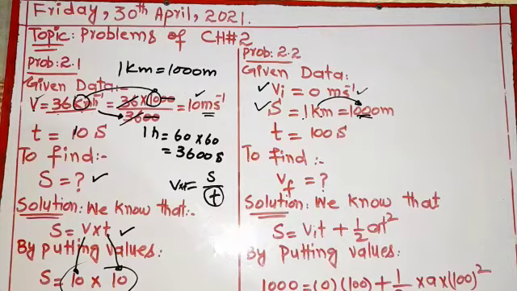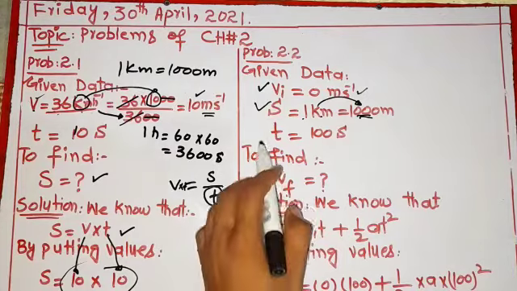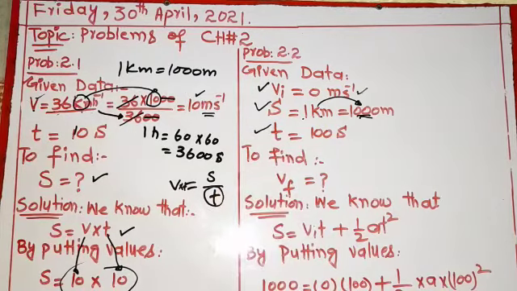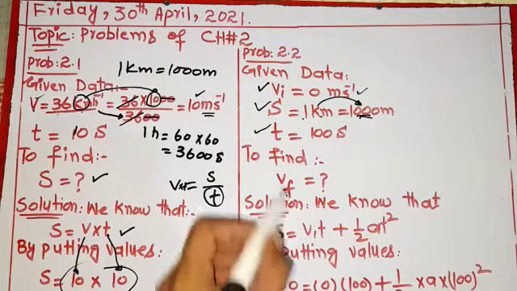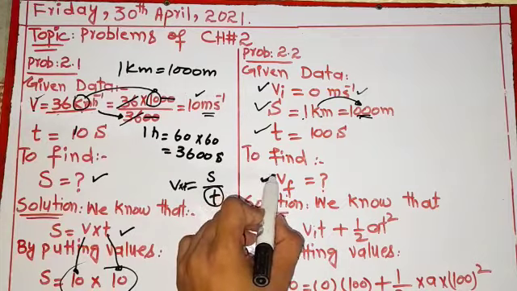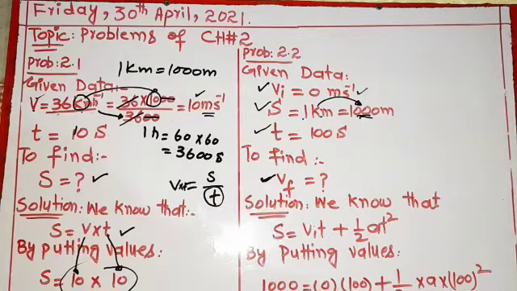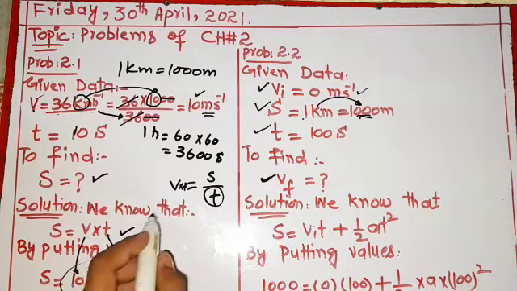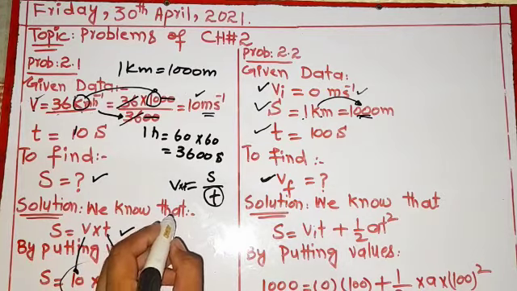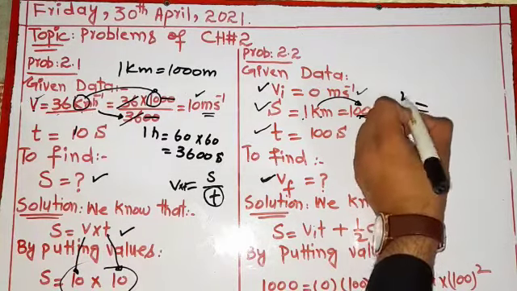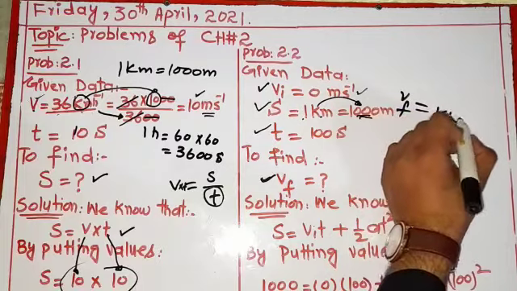In 100 seconds, meaning the time will be 100 seconds. What will be its speed at the end of 100 seconds? We have to find the final velocity of that train. We know that the first equation of motion is Vf is equal to Vi plus At.